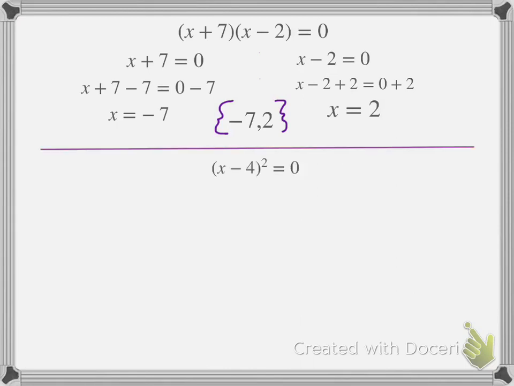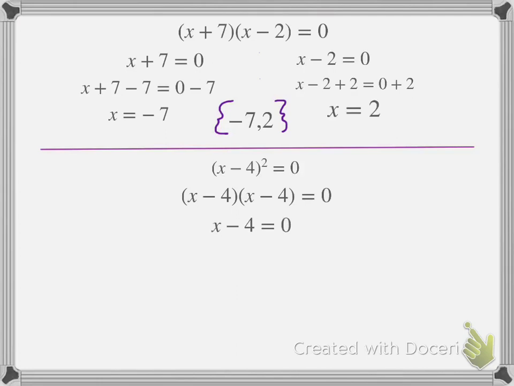All right, let's do the next one. X minus 4 squared equals 0. Now this is a reminder that that is what it means, x minus 4 times x minus 4. I've seen students do some pretty creative things with that.